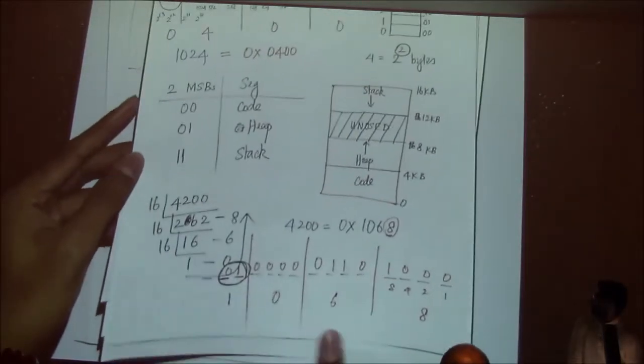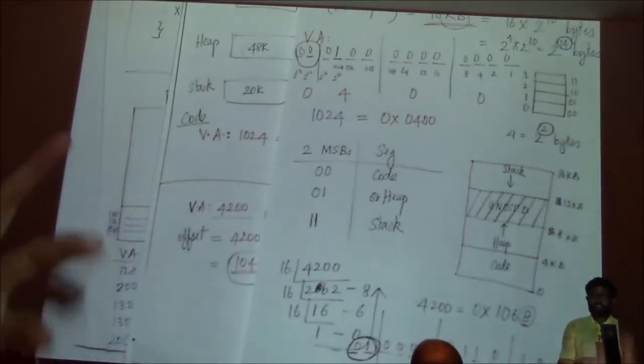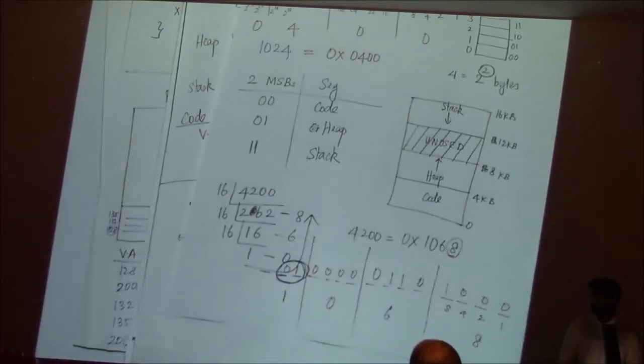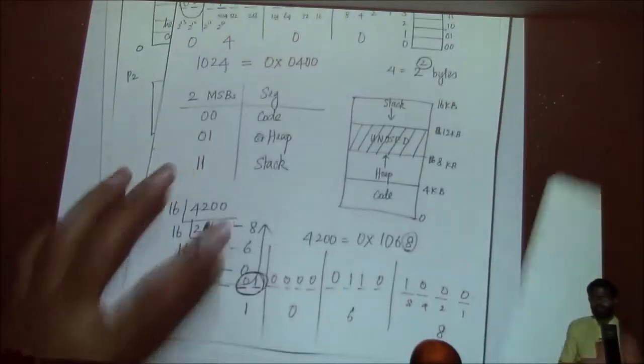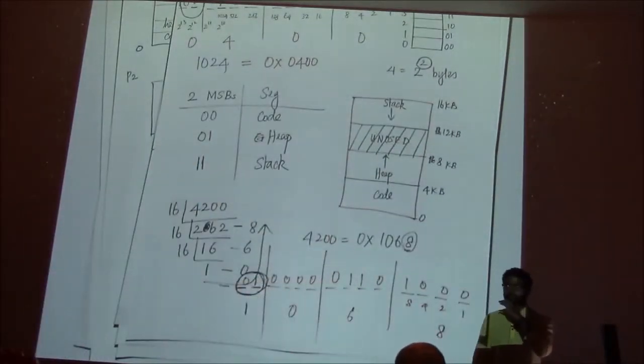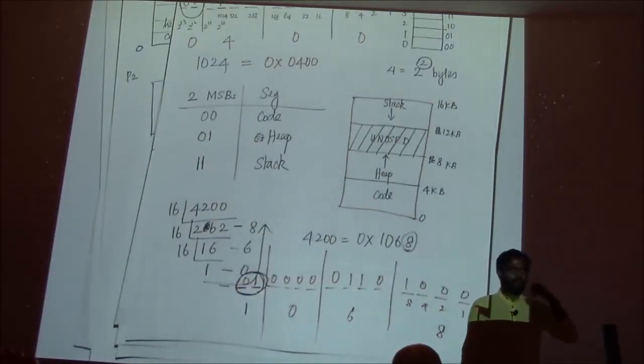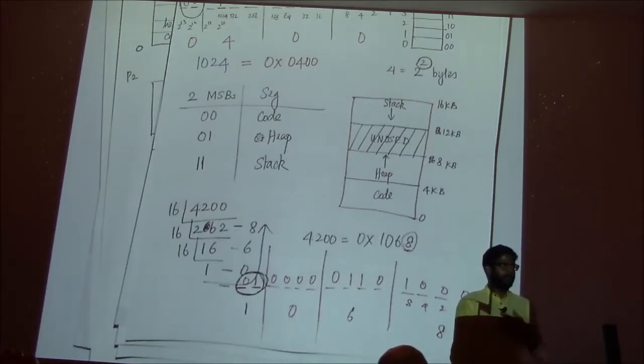Okay, so we have this, and we found that this is in the heap. And now let's take an address in the stack segment, because segmentation gets more interesting when we actually move to the stack segment. Okay. So is everything clear till now? Any questions? Because from now we are going to add more complexity as we proceed.